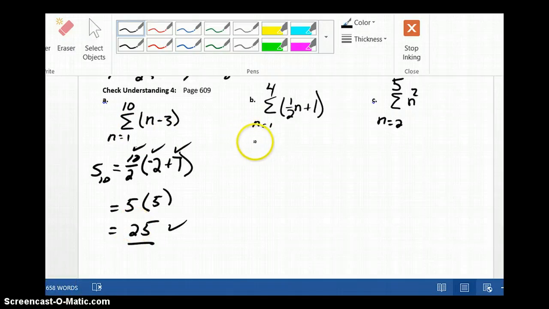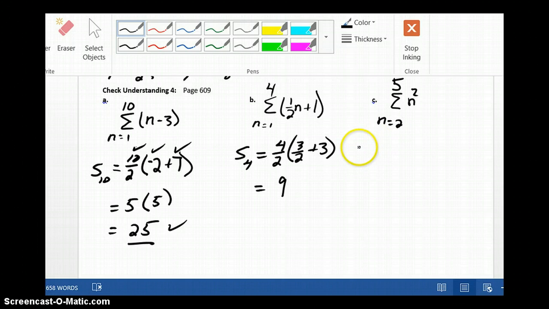Looking at the second one, I'm going to find the sum of the first 4 terms, so I'll have 4 over 2. My first term is 1.5, or I'm sorry, the first term is 3 halves, 1.5, plus the last term is 3. If I add that up, I'll get the summation of the number 9.